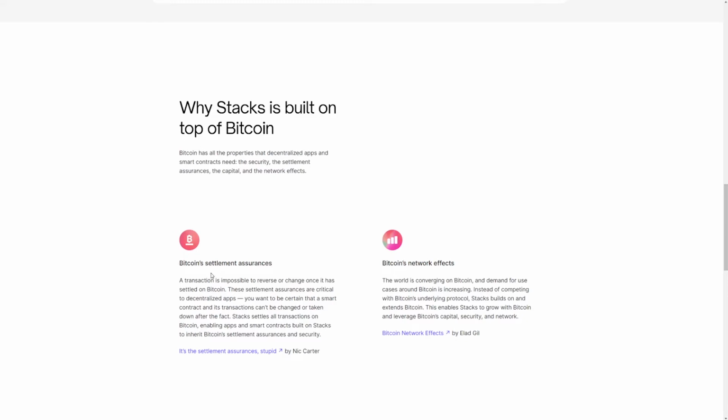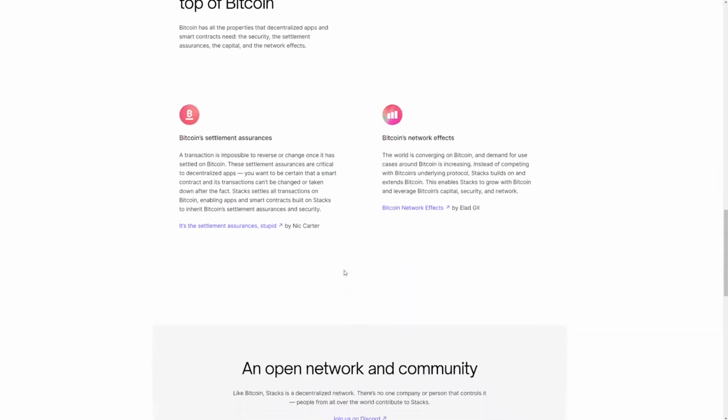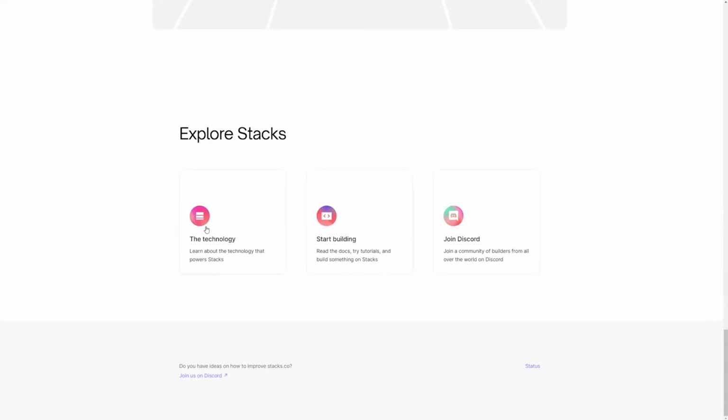Here they explain the Bitcoin settlement assurances, so a transaction is impossible to reverse or change once it has settled on Bitcoin. So as you may know, you can look at all these transactions on the blockchain to verify them, but you are not able to change them. They also explain that the demand for use cases around Bitcoin is increasing, which I would agree on, but instead of competing with Bitcoin's underlying protocol, STX builds on and extends Bitcoin. And finally down here we can take a look at the technology.